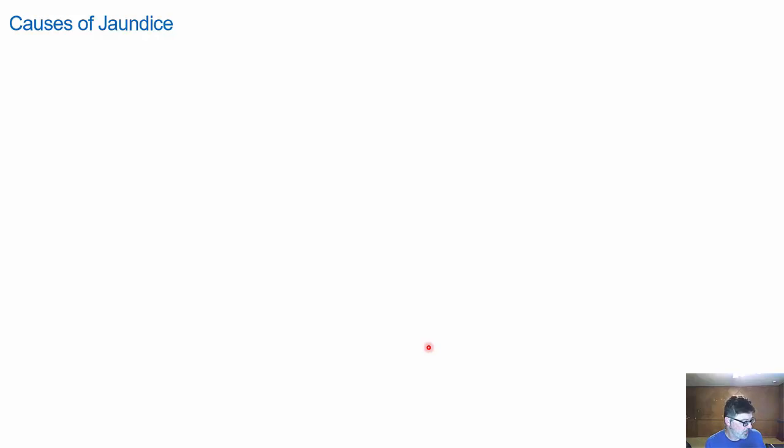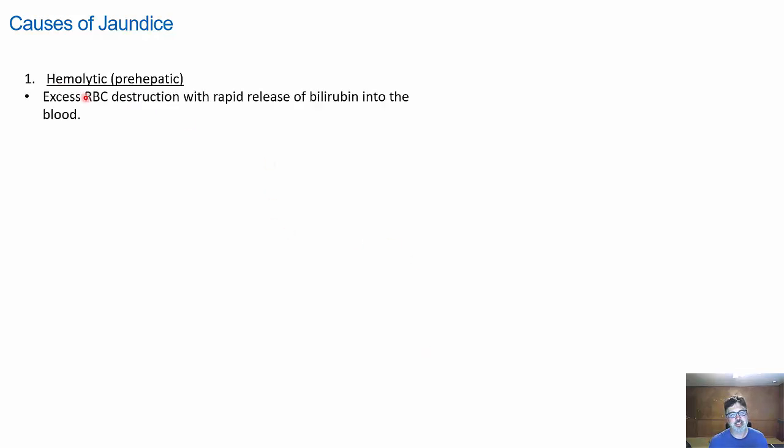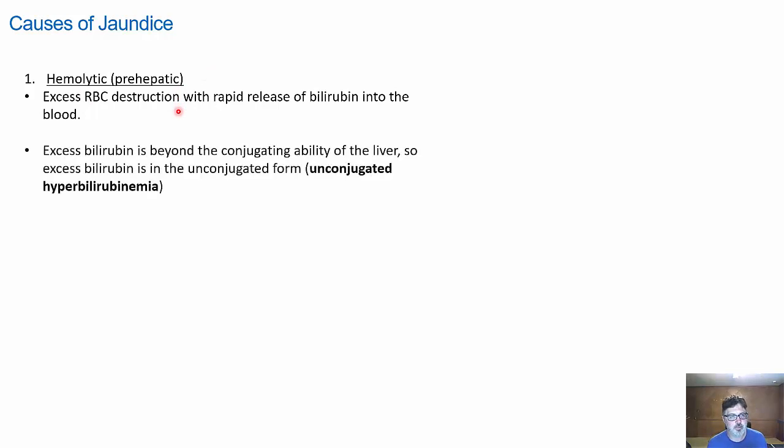Now, there are several different causes of jaundice, but we can break them down into 3 basic categories. We can have prehepatic, hepatic, or posthepatic. The first one we'll look at is called prehepatic, also known as hemolytic. As the name implies, this is occurring with excess red blood cell breakdown. And so as the red blood cells are being destroyed or broken down, they're releasing that bilirubin into the plasma, into the blood. And this will overwhelm the liver's ability to conjugate the bile.